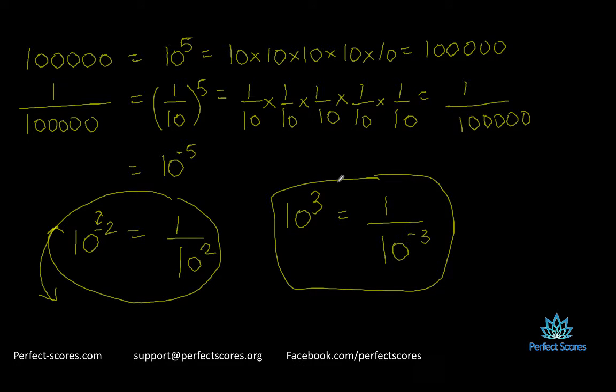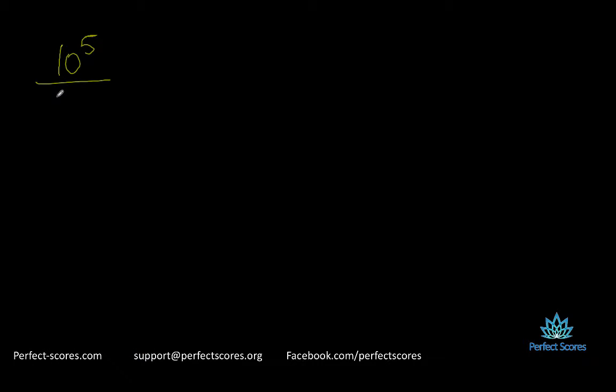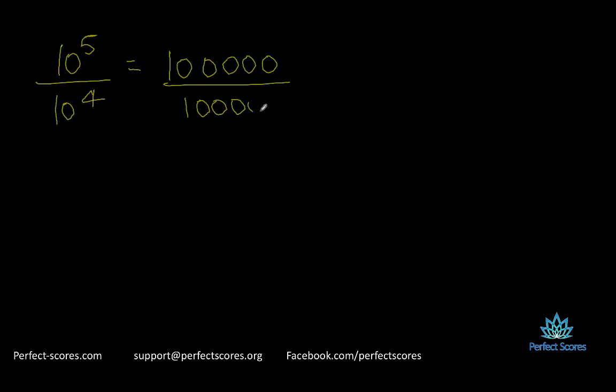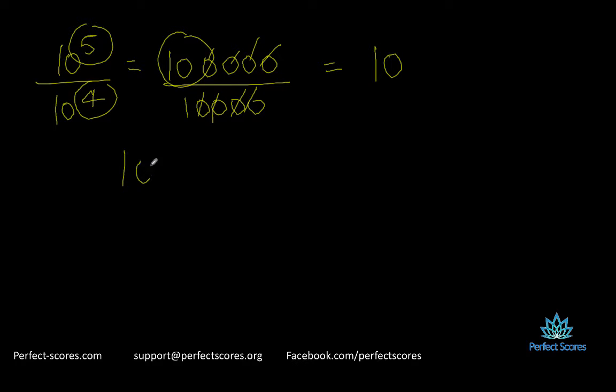And let's talk about simple multiplication and divisions now. Let's suppose you have 10 raised to the power 5 divided by 10 raised to the power 4. You're actually dividing this by this. So if you cancel out the number of zeros, you're left with 1. So that shows you just have to look at the difference between them. So this becomes 10. Similarly, 10 raised to the power 11 divided by 10 raised to the power 2 will become equal to 10 raised to the power 9. So that's what happens when you divide.